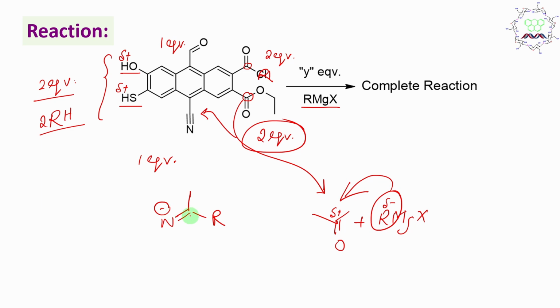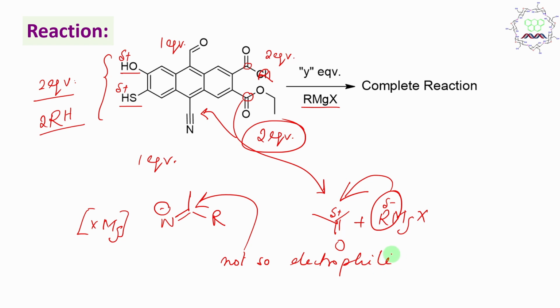But if you look at this case, here this nitrogen is carrying a negative charge, and second, it is not that electronegative like oxygen. So there is an excess of electron density. Negative charge means excess of electrons. So that's why this carbon center is not so electrophilic. That's why the Grignard reagent, which acts as a nucleophile, will not attack here. So one equivalent is enough for this nitrile.